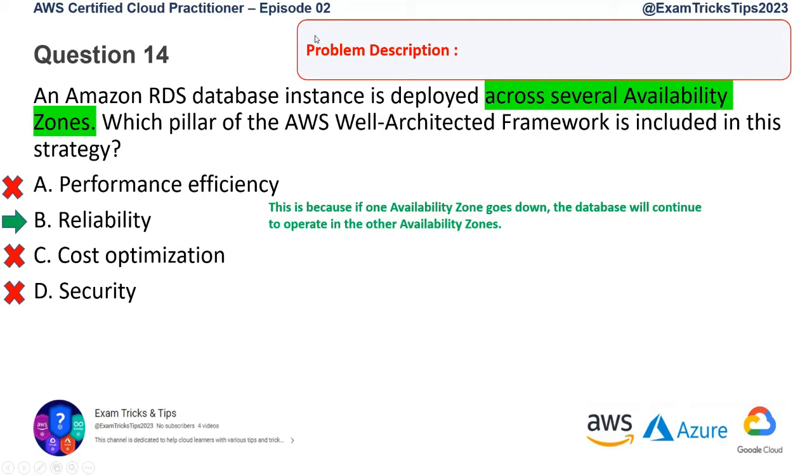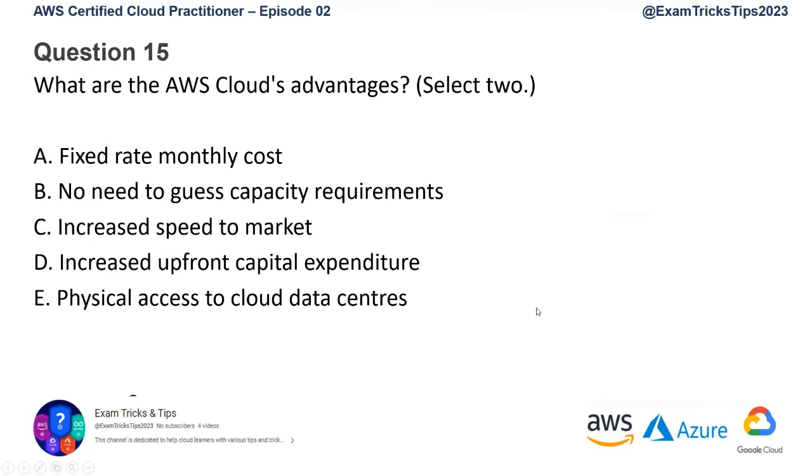So in this scenario, if an availability zone goes down where the RDS instance has been deployed, the second AZ where the RDS instance is present will come up, and you will ensure that the service runs smoothly. So that's your answer. Answer B for question number 14. Let's move to the next one.